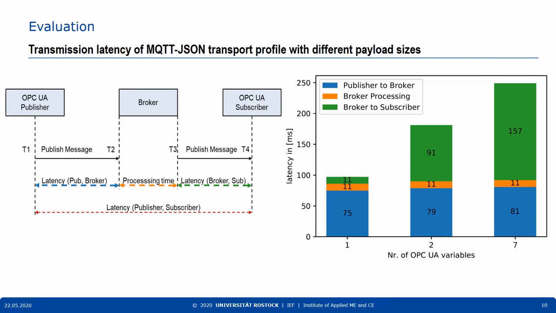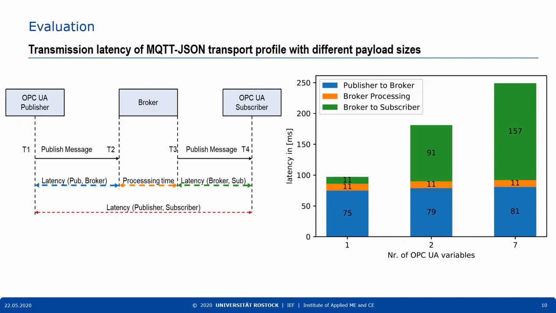The next thing we wanted to evaluate was the transmission latency only of the MQTT JSON transport profile, but with different payload sizes. What you can see here is a communication with either 1, 2 or 7 variables in the payload of MQTT. And what we found out is that the processing time of the broker is always the same, that is the orange share of the bars, which is expected because MQTT doesn't care about the payload.